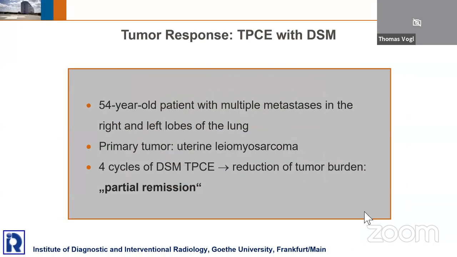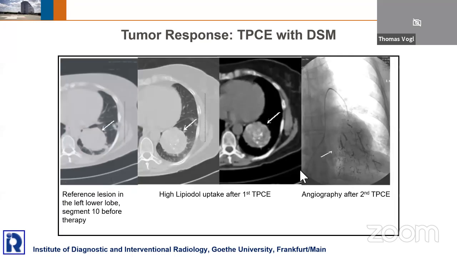Let's go. Another example: when we do chemoembolization of the lung using DSM, we especially like that technology in patients with multiple metastases, if they are in the right and left lobe of the lung. Here is an example of a leiomyosarcoma. The patient had a high tumor burden, and after 4 cycles of TPCA, we were able, at least oncologically, to induce a partial remission.